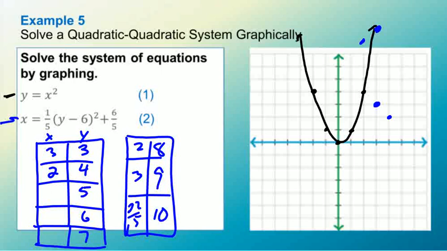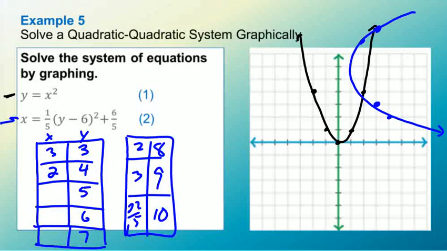If we put a 2 in for y, 2 minus 6 is -4 squared gives us 16, divided by 5, add 6/5 gives us 4.4 or 22/5. So we're going to have something similar to this. It's going to come around like that.